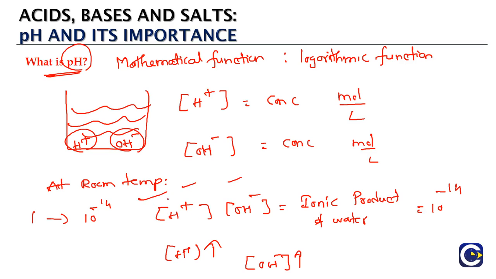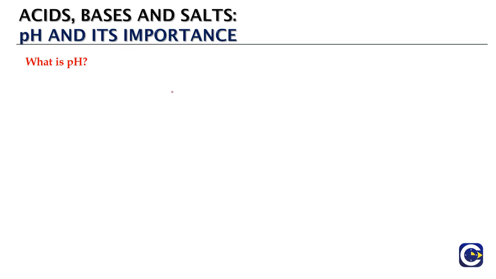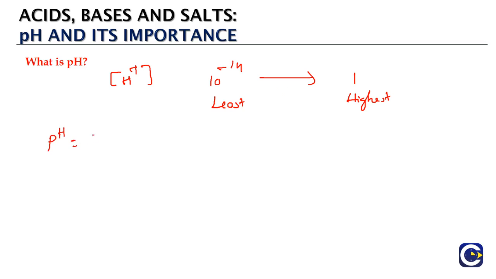So this is how we will have the range of the H plus ion concentration and the OH minus ion concentration. Now let us focus on the H plus ion concentration. That is what we are looking at here. If you look at just the H plus ion concentration, it can vary from 10 power minus 14, which is the least value, up to 1. This is the least and this is the highest. And we must note that accordingly the OH minus ion concentration will be changing. pH is defined as a mathematical function: minus logarithm of the H plus ion concentration. This is how we will define pH.